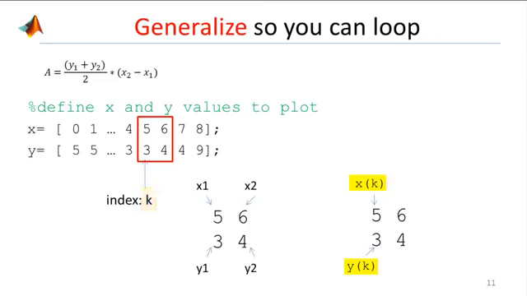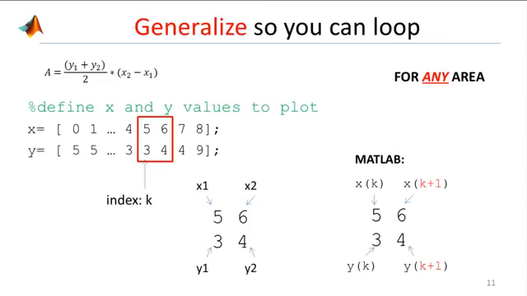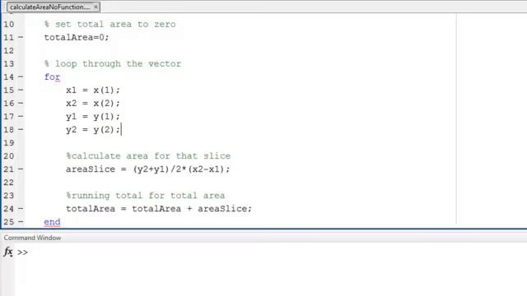If x of k is 5, then the 6 is x of k plus 1. MATLAB will automatically know that this means move on 1 up. And that will work for any area. So instead of a 1, it's k, and this is k plus 1. K plus 1.